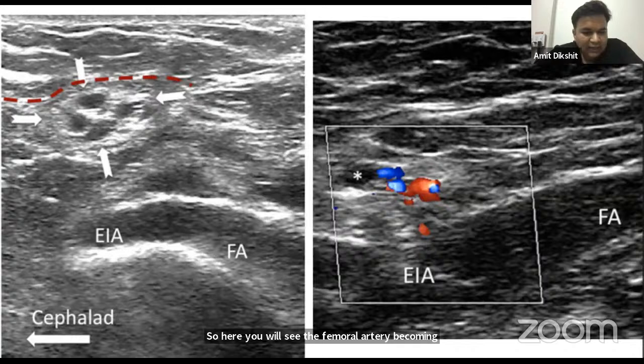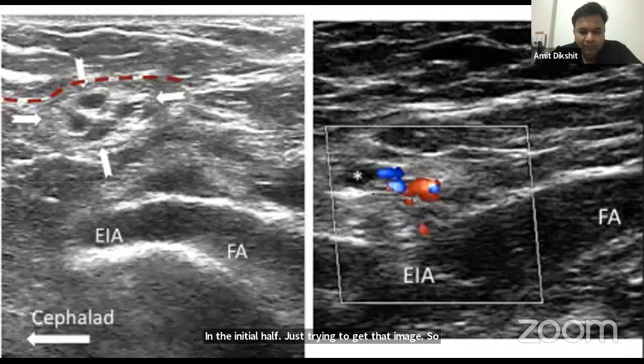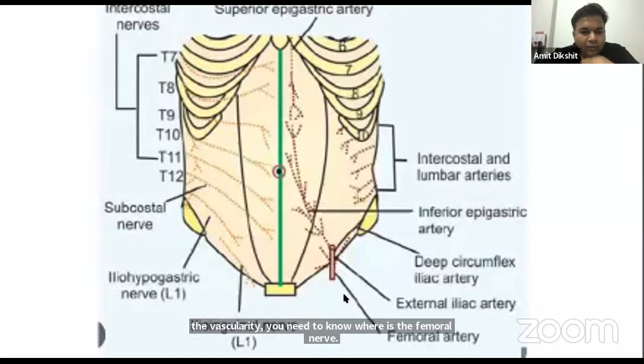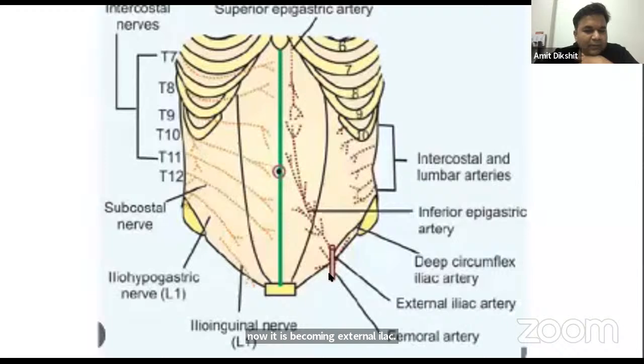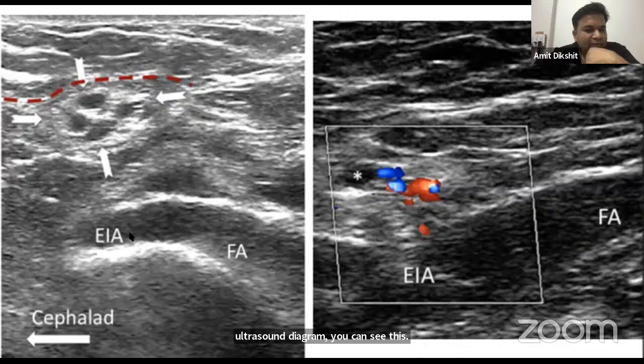So I'm just going to show you another image which we have seen in the initial half. I'm just trying to get that image. So the vascularity, you need to know where is the femoral nerve. I'm just bringing it. So you can see here again, the femoral artery becoming the external iliac artery. So if we know this anatomy very well, how this has become like this. Similarly, in this ultrasound diagram, you can see this femoral artery becoming the external iliac artery.